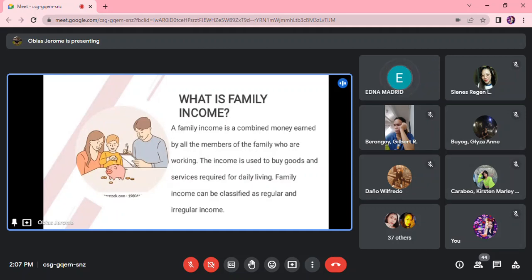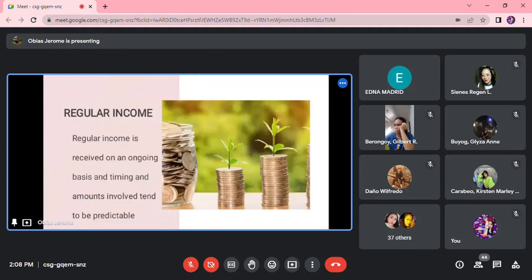So, ito yung pera na naiipon ng bawat miyembro ng pamilya na may mga trabaho at ito din yung ginagamit nila para ipambili ng mga kailangan nila sa pang-araw-araw na pamumuhay. Okay, meron tayong tinatawag na regular income. Regular income is received on an ongoing basis and the time and amount involved are predictable. So, pag sinabi natin regular income, ito yung lagi natin natatanggap o lagi natin nakukuha. For example, yung mga wages and salaries natin.